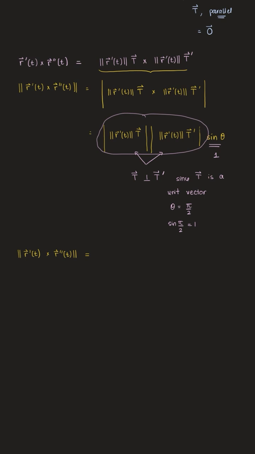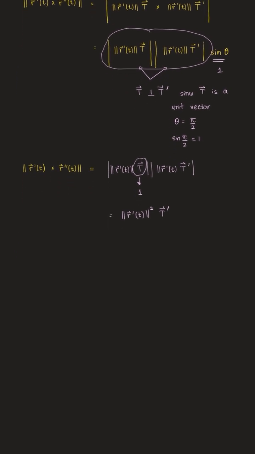Let's think about this. I'm going to rewrite this again: r prime of t times T, magnitude r prime of t, T prime. This is all a magnitude, and the magnitude of T here is 1 because T is a unit vector. So out of all this magnitude, we're going to get the magnitude of r prime of t squared times T prime. The magnitude of T is 1, so we don't have to worry about that. Now we have the following equation: the magnitude of r prime of t crossed with r double prime of t is equal to the magnitude of r prime of t squared times vector T prime.